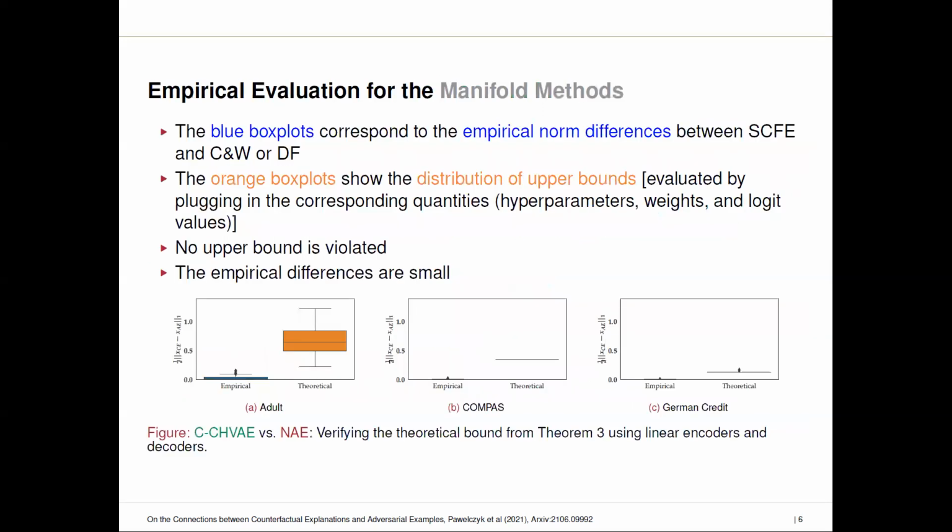All right. This brings us to the evaluation of our theoretical upper bounds using, again, the same 3 datasets. And again, we compare the empirical norm differences computed by subtracting the adversarial examples from the counterfactual explanations, again depicted in blue, to our theoretical bounds implied by Theorem 3 in orange. And what we observe is that for all 3 datasets, our upper bounds are never violated, they provide meaningful guarantees, and that the empirical norm differences are very small.